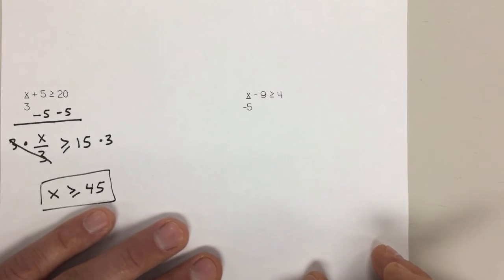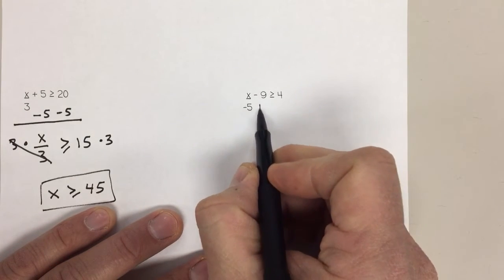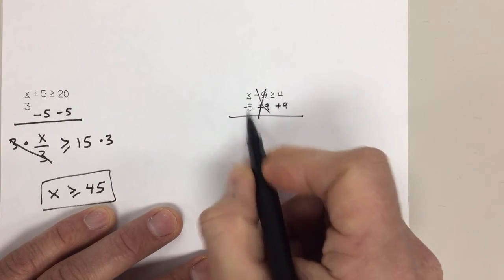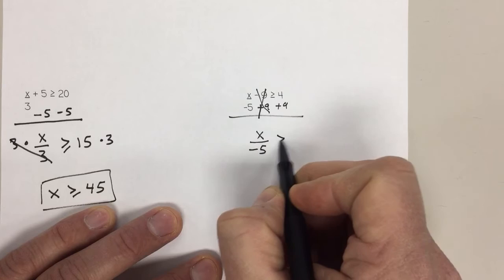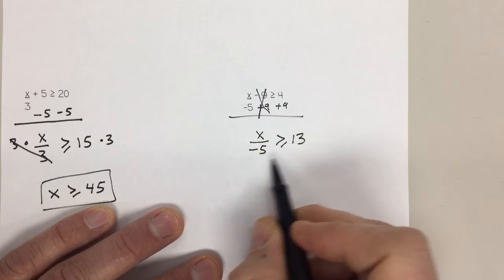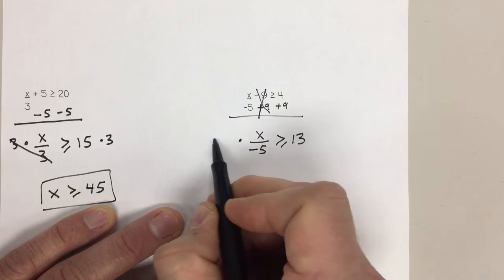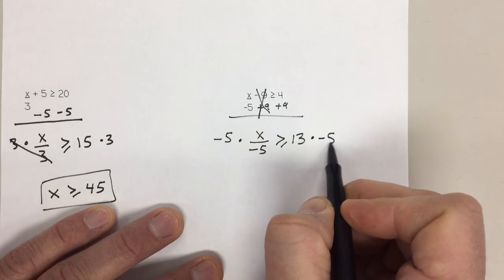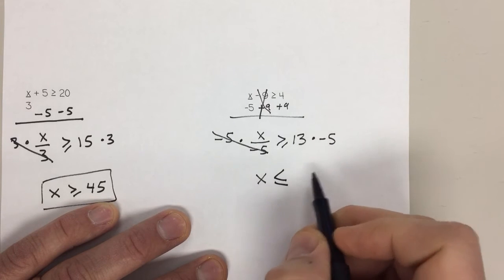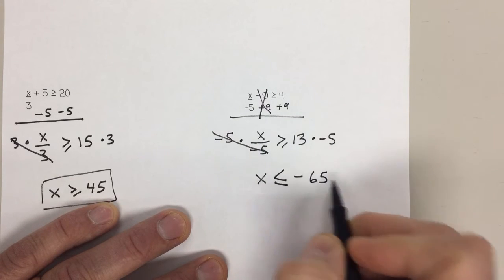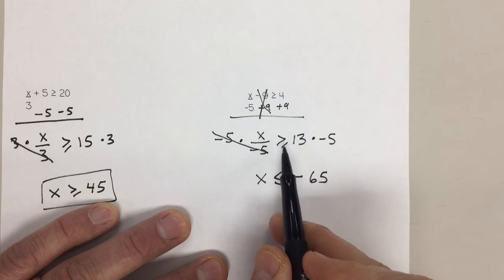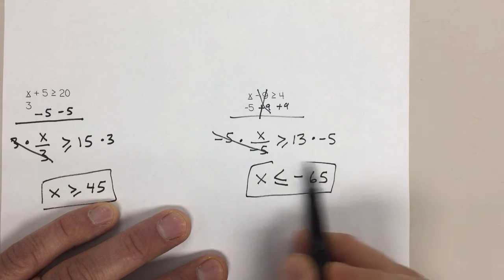For my second example, my first step to solve this would be to add 9 to both sides. I still have x divided by -5 on this side. I still have 13 on this side. Now to finish solving this, I would have to multiply both sides by -5, leaving me with x is less than or equal to -65. Because I multiplied both sides of the inequality by -5, I needed to change the direction of the inequality.